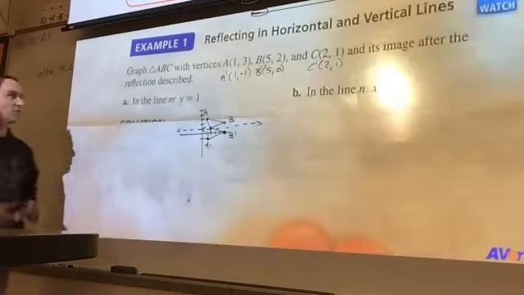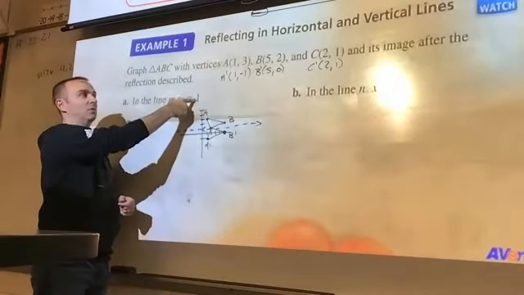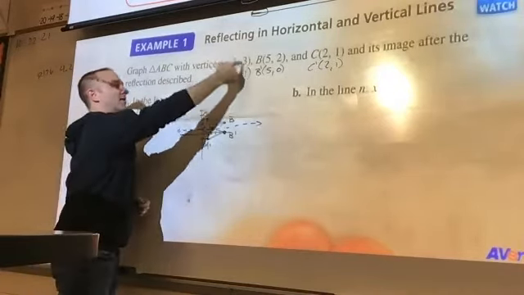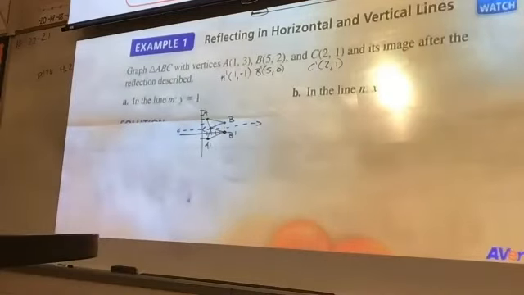Okay, so I see what you're doing. You said y is 1, so you subtract it. You got 2, you times that by 2, and then you subtracted it from the original. Okay, that'll work. Okay, Troy? Find the midpoint. Yeah, it's pretty much like a midpoint problem, right?